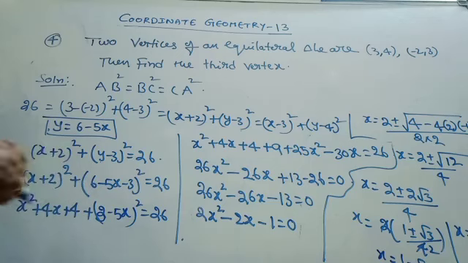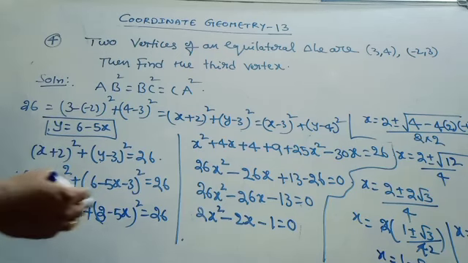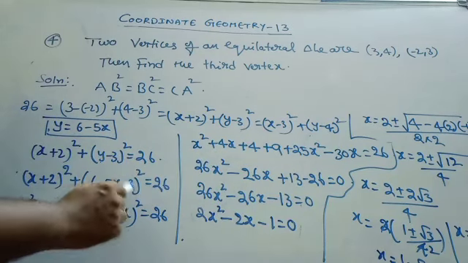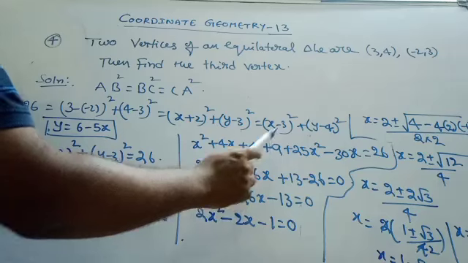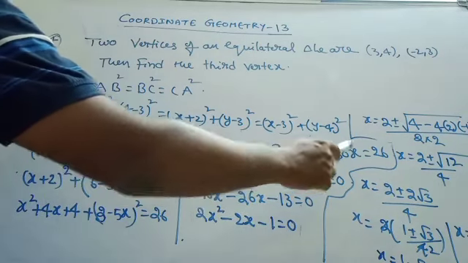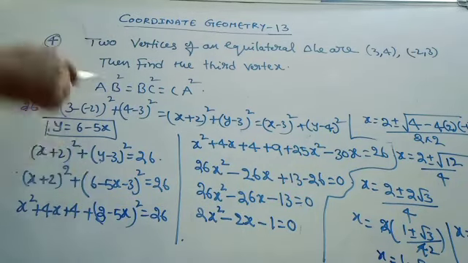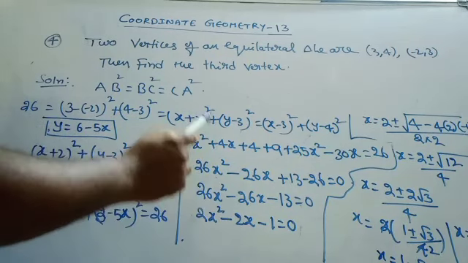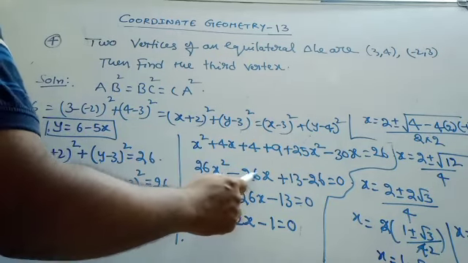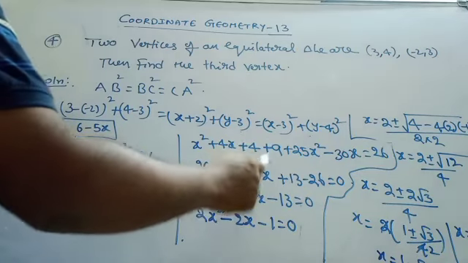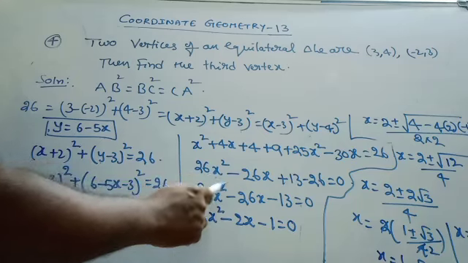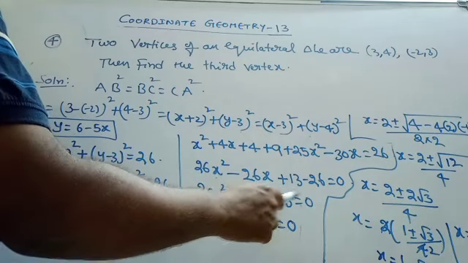Now we are going to get a quadratic equation in x. Let us simplify that. This is x² + 4x + 4, and (3 − 5x)² is nothing but 9 + 25x² − 30x, equal to 26. Now let us add them: x² + 25x² is 26x², and 4x − 30x becomes −26x, 9 + 4 is 13, 13 − 26. Now this becomes 26x² − 26x − 13 = 0.